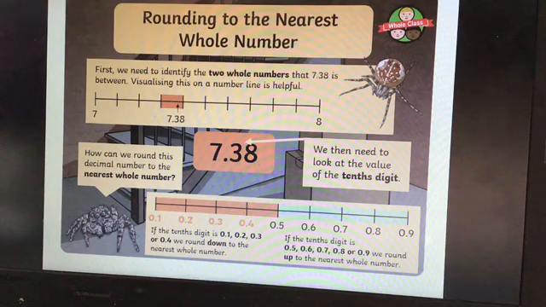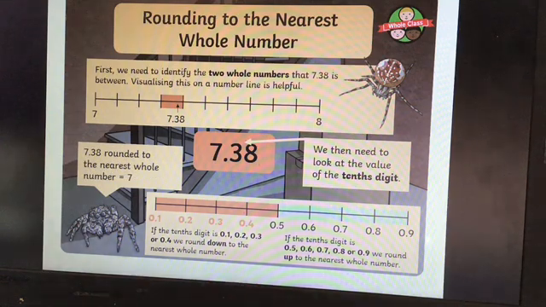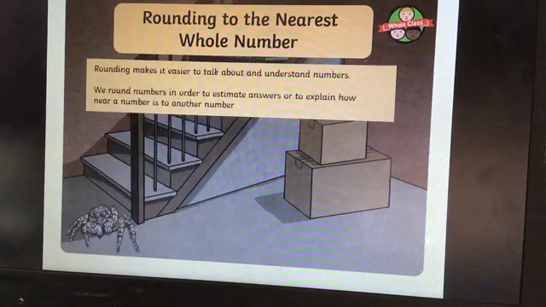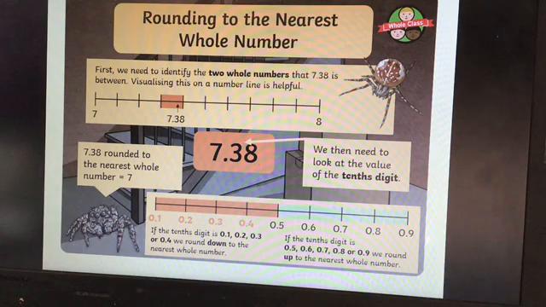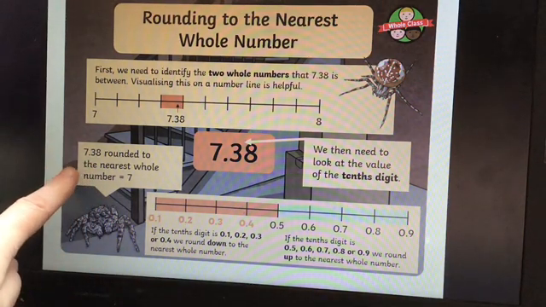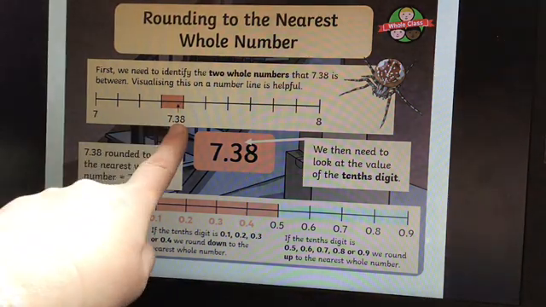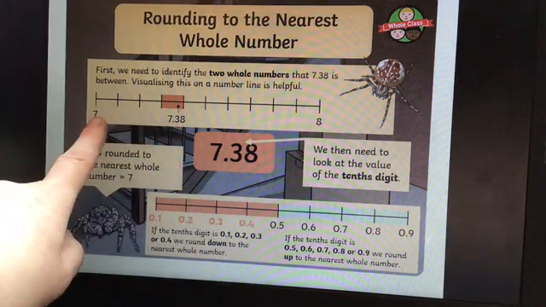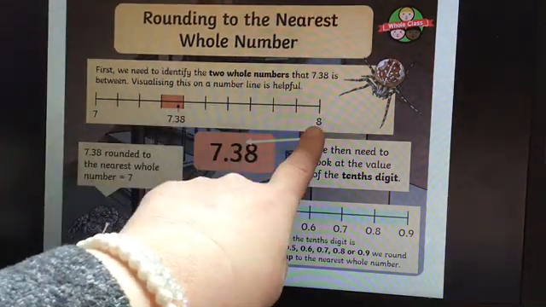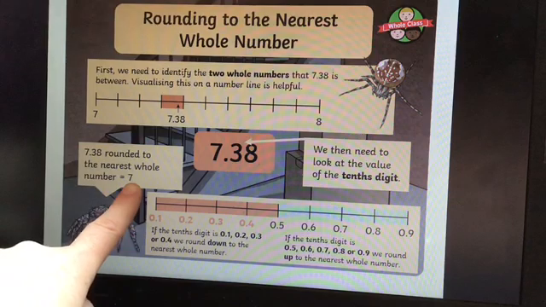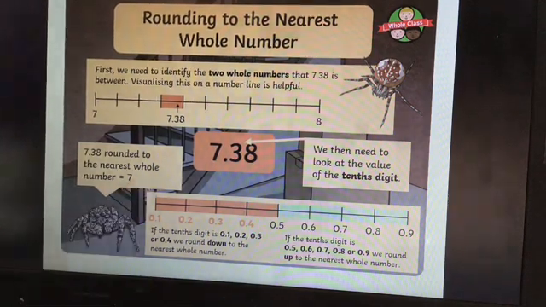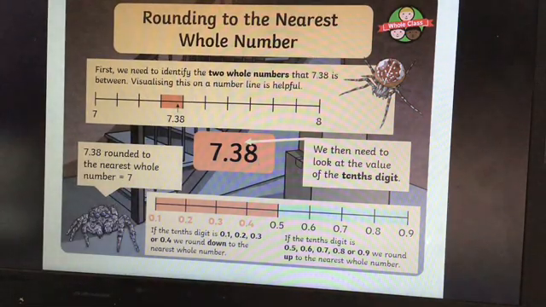So 7.38 is below 7.4, so I'm going to round it down to 7. 7.38 rounded to the nearest whole number is 7. And if I look at it on the number line, I'll see that it is indeed closer to 7 rather than 8. So 7.38 rounded to the nearest whole number is 7. Let's look at another one together.